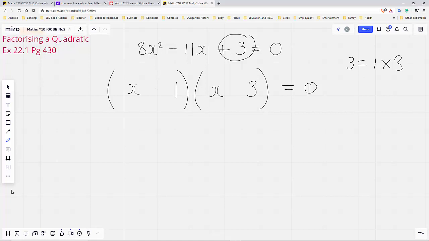Indicating also, by the way, that this could either be a negative and a negative to give us a positive, or it could be a positive and a positive to give us a positive. But we're not too sure just yet which it is. So now let's tackle the number in front of the x squared, the 8. Now 8 can be made up of 1 times 8. It could be made up of 8 times 1, or 2 times 4, or indeed 4 times 2.